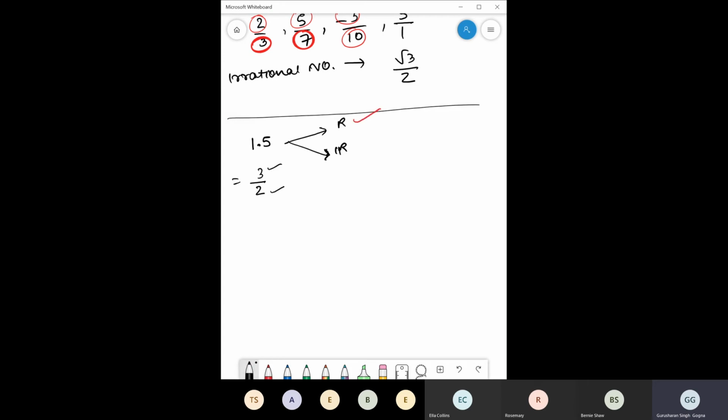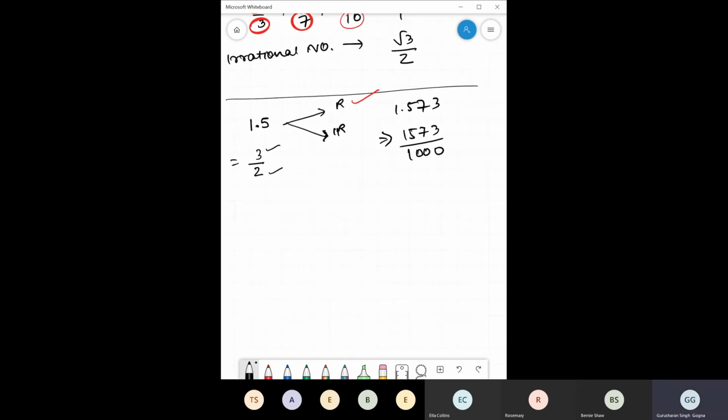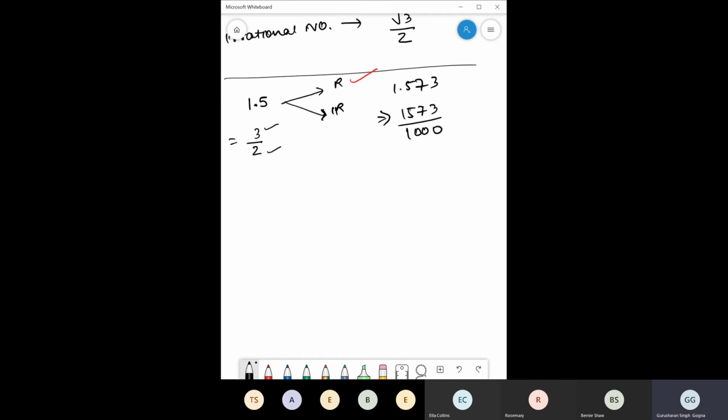Okay. So even if you write 1.573, it's a rational number because I can write this as 1573 over 1000. Like this. 1573 over 1000 is 1.573. So if you see some number written in decimal form, that doesn't mean it's irrational or rational until you make sure whether you can express it as a fraction or not.